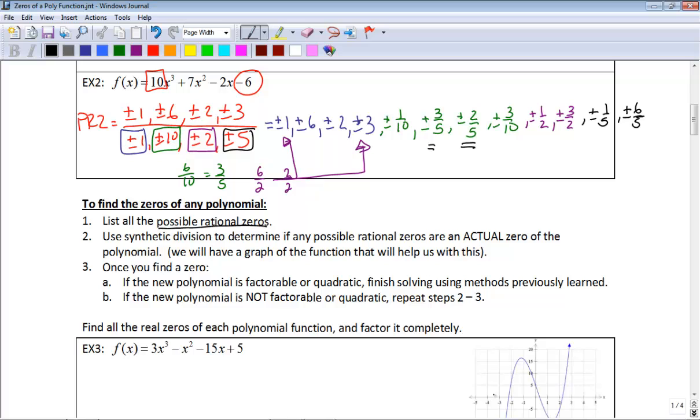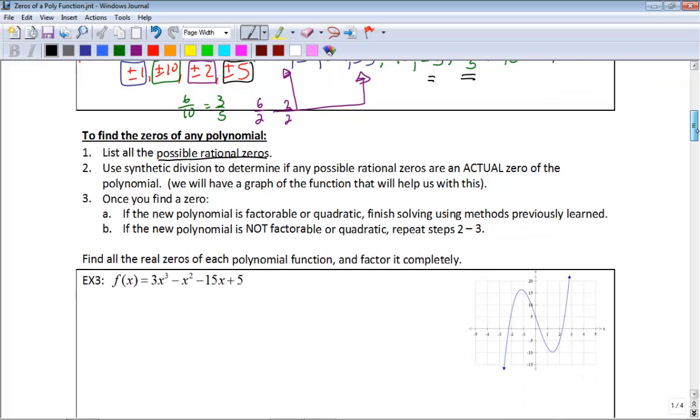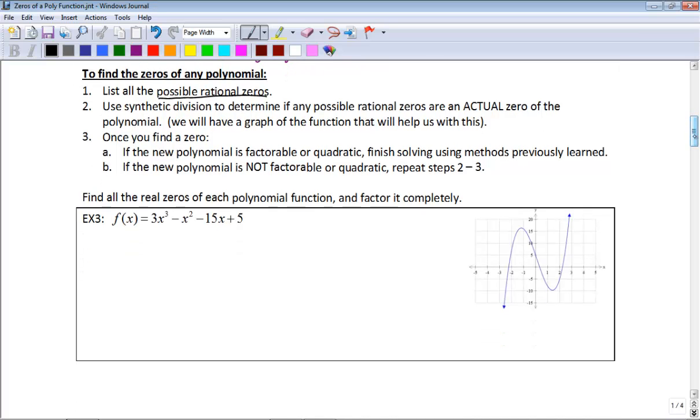So if that new polynomial is factorable or a quadratic, we finish solving it by what we already know how to do, because we know how to solve all quadratics and we know how to factor. If that new polynomial isn't factorable and isn't quadratic, then we have to go back up, perform synthetic division again with another zero, and keep going until we get to something that we can solve. So now let's look at a couple examples of finding all the real zeros of a polynomial.